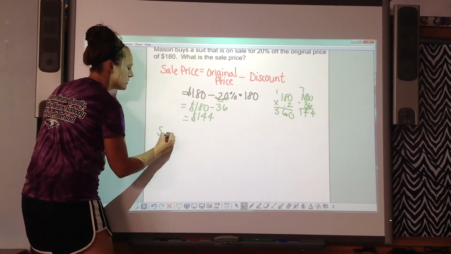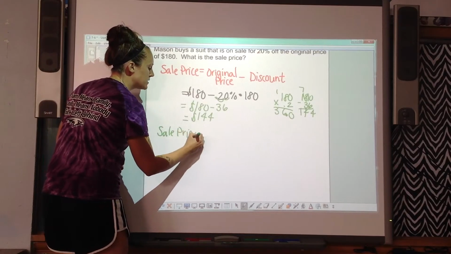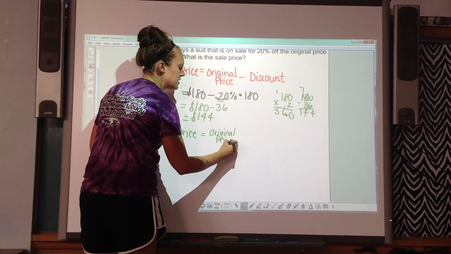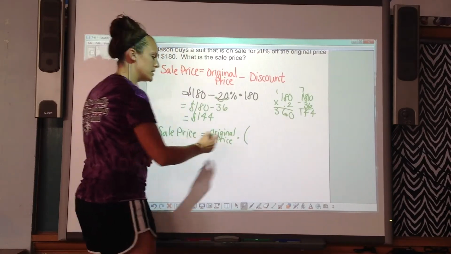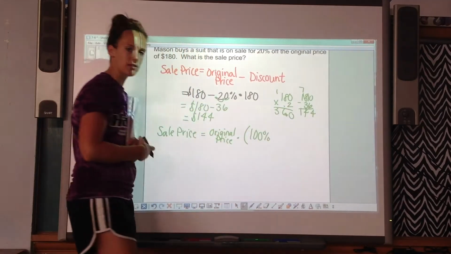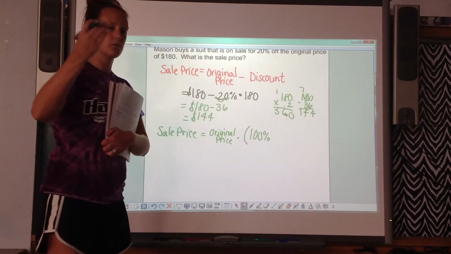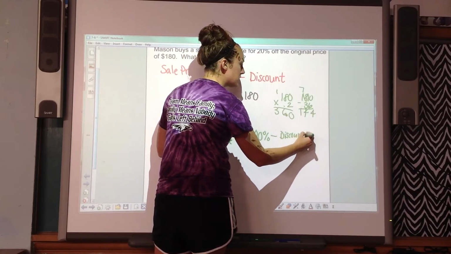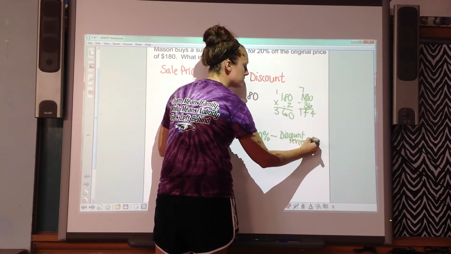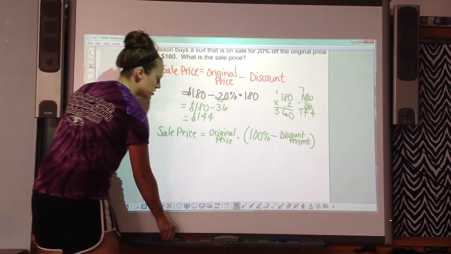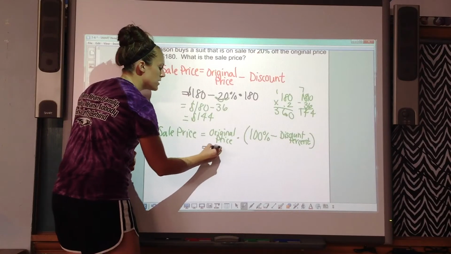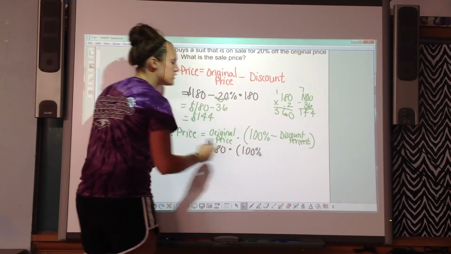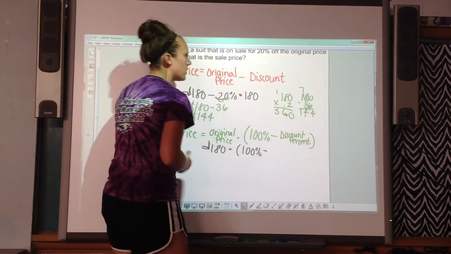To find the sales price, you're going to take the original price and you're going to multiply that times a quantity. This represents the original price, 100%. And instead of adding, because we're doing a discount, we're subtracting this time the discount percent. Okay, so let's fill in that information and check to see if we get the same answer. So the original price was $180. We're going to times that times 100%. Again, that represents the original price. And we're going to take away that discount percent, which is 20%.